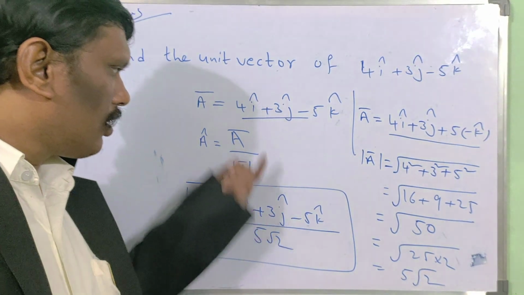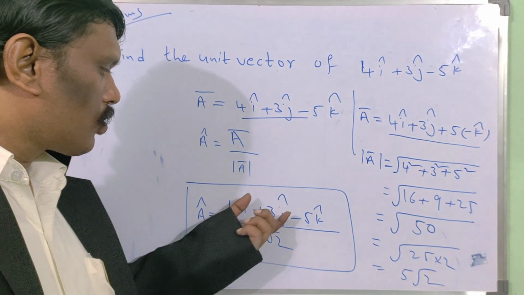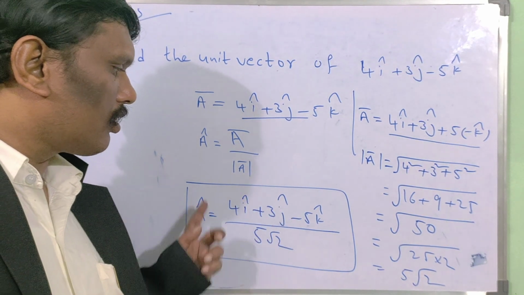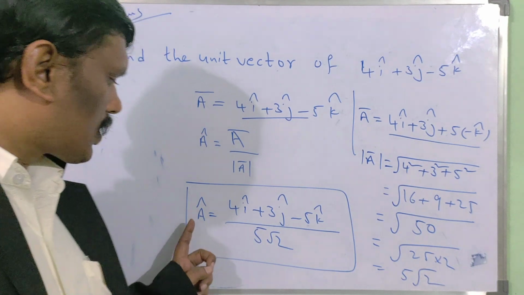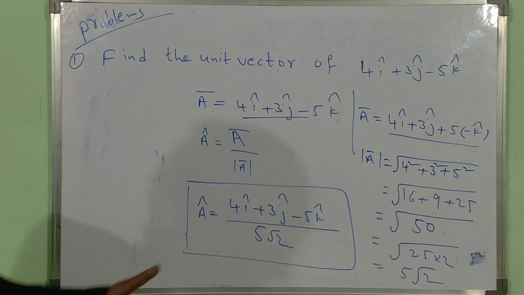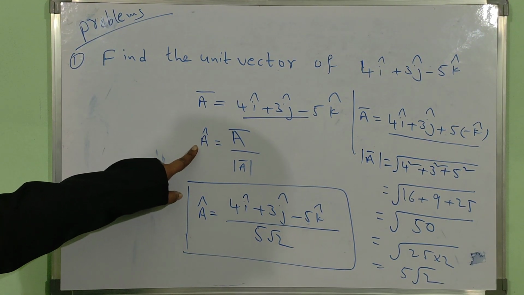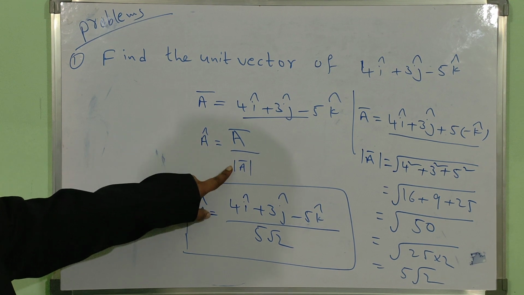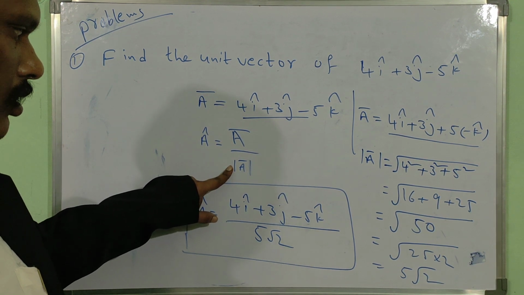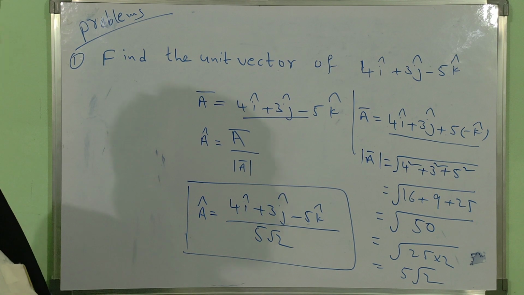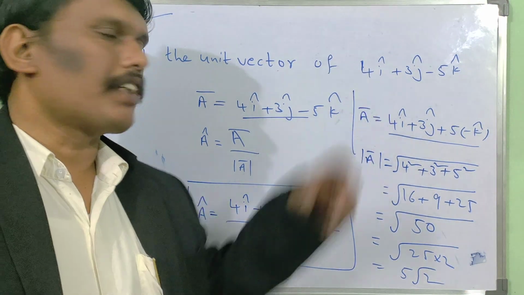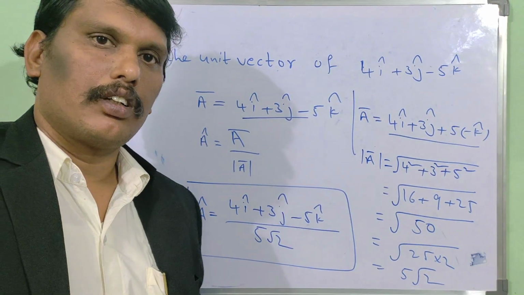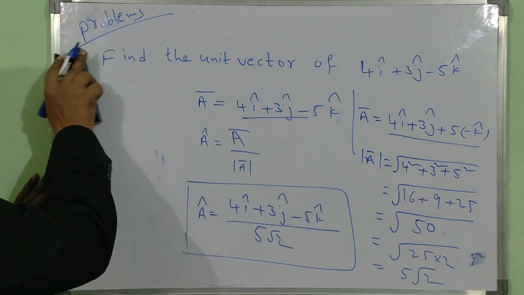Denominator is the magnitude, numerator is the A bar vector. So one vector is divided by a scalar, and the resultant is a vector only. That's why A cap is a vector, the unit vector. How to calculate the unit vector? Take the given vector as A bar, calculate the magnitude of A bar, and substitute the values. We get the unit vector of the given vector. Okay, right. One more problem we are going to solve.